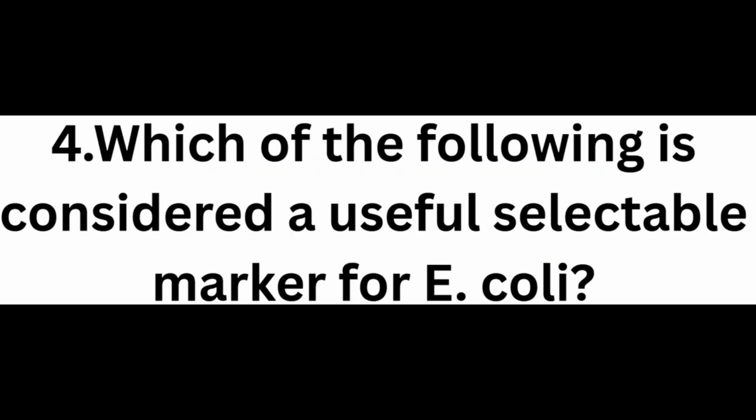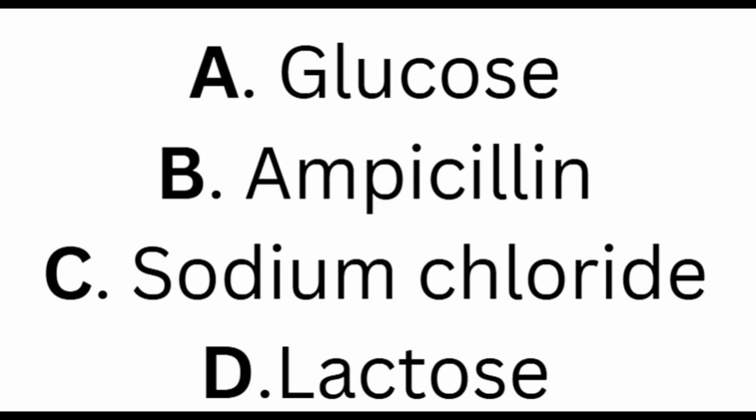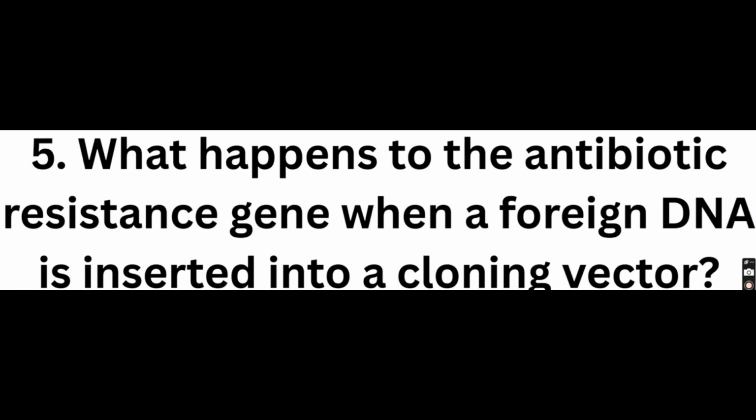Question number 4. Which of the following is considered a useful selectable marker for E. coli? And the options are A. Glucose, B. Ampicillin, C. Sodium chloride, and D. Lactose. And the answer is B. Ampicillin.